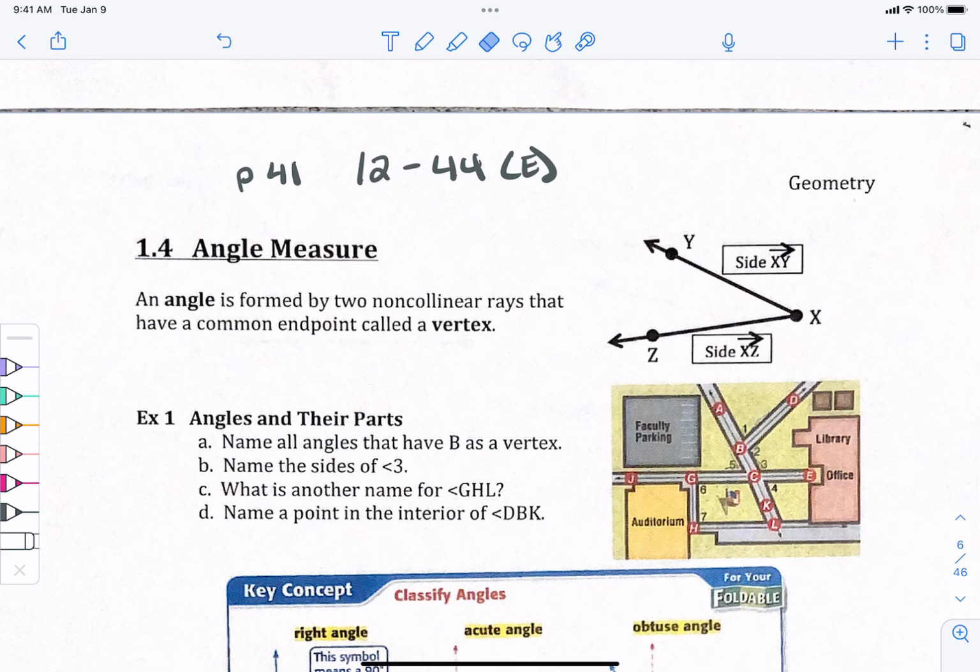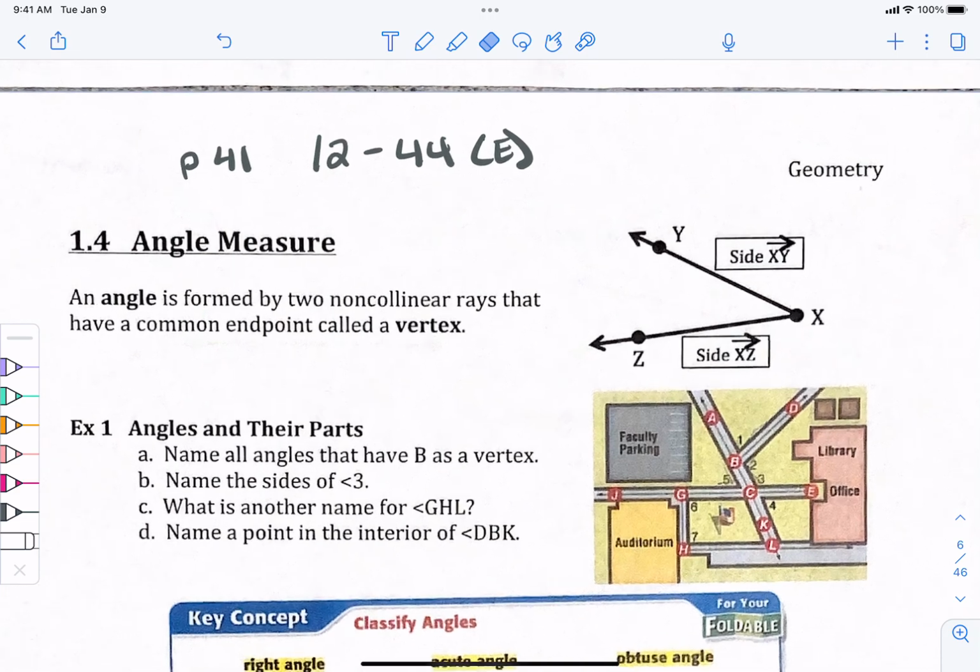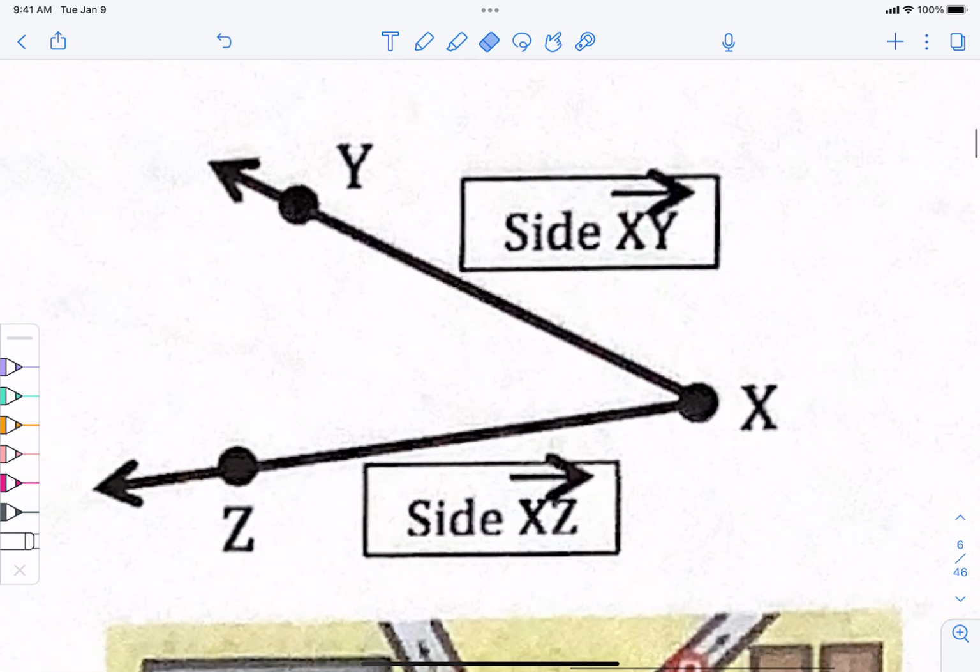Angle measures is what we're doing today. This is a really easy section, I feel. Okay? There's some notational things that we have to talk about. So, zoom in on this diagram right here real quick. We're going to talk about some notation things. This is an angle. Yes?